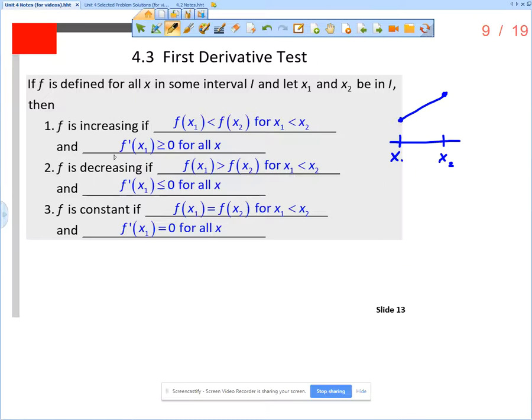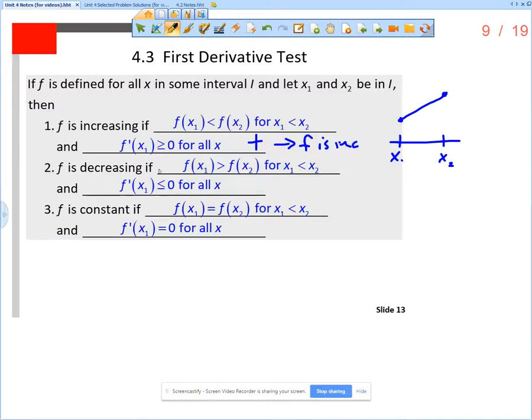Now, what we can say in calculus is that f prime of x is greater than or equal to 0 for all x. All right, so f prime is positive, right? So positive f prime means f is increasing, right?